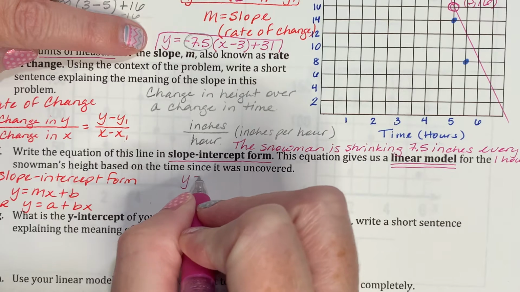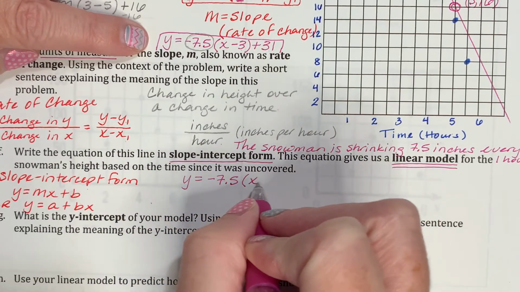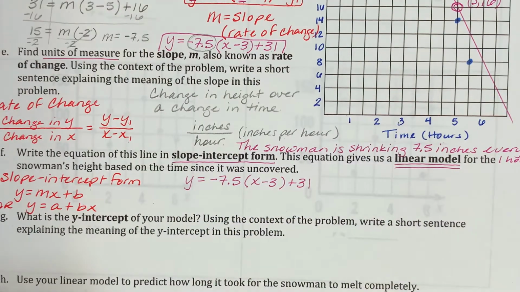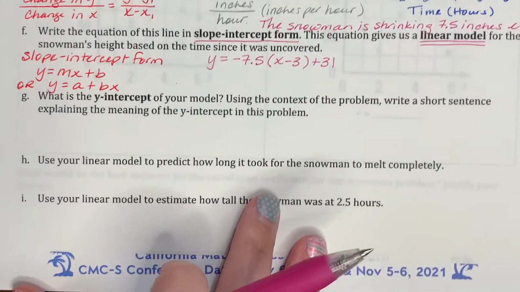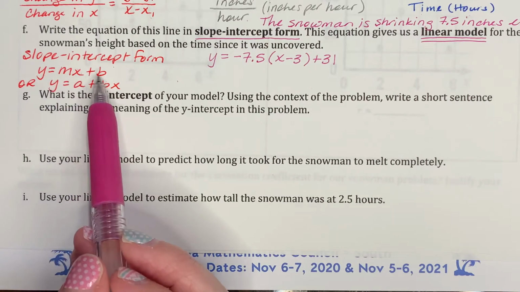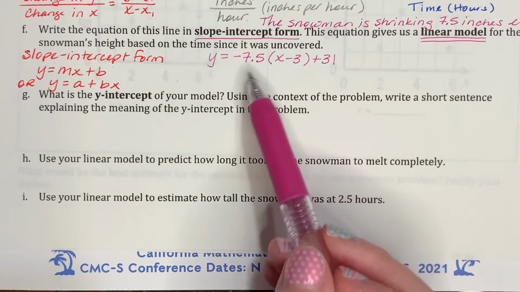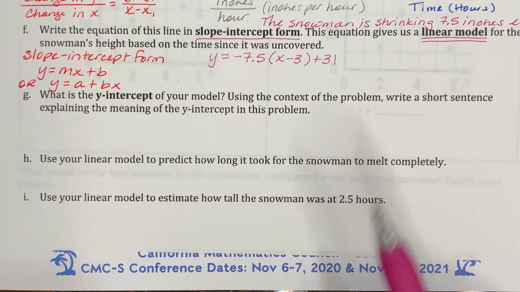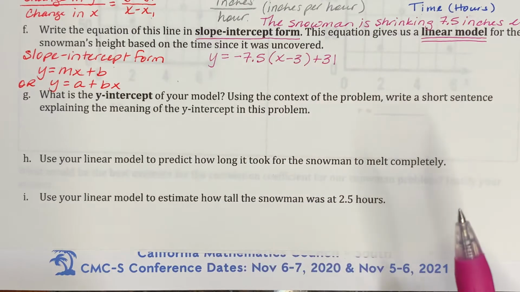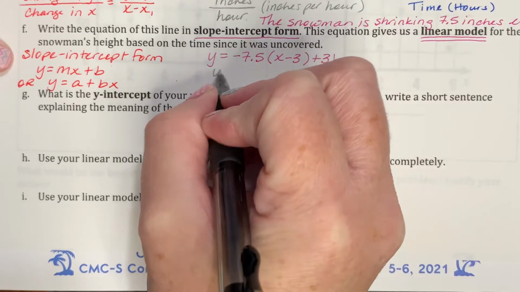So we're going to say y equals negative 7.5 times x minus 3 plus 31. And we want to basically convert this equation to where it's y equals mx plus b. So notice the only thing they want us to do is get rid of these parentheses, right? They want us to distribute here and then combine our numbers together. So that's what we're going to do. It's already y equals, so that part's good, right?